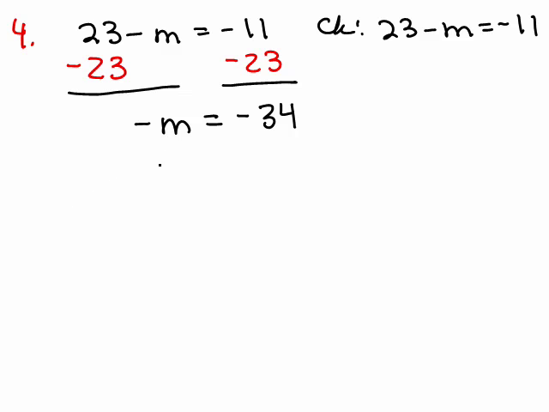Now, you can just take the opposite of both sides, or divide both sides by negative 1, or multiply both sides by negative 1 to get m equals 34.